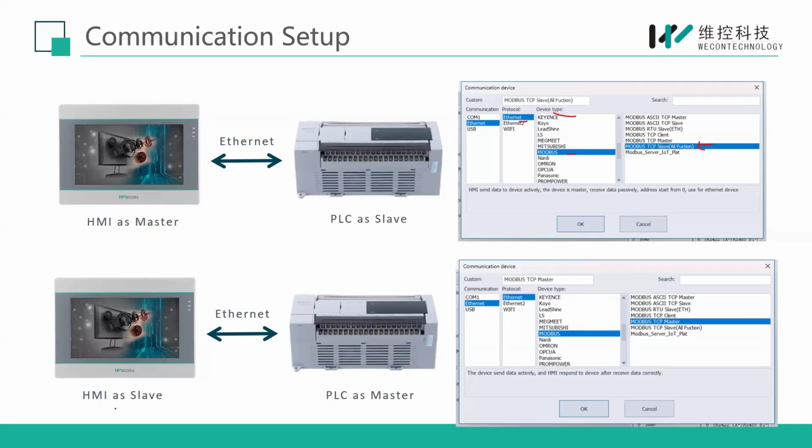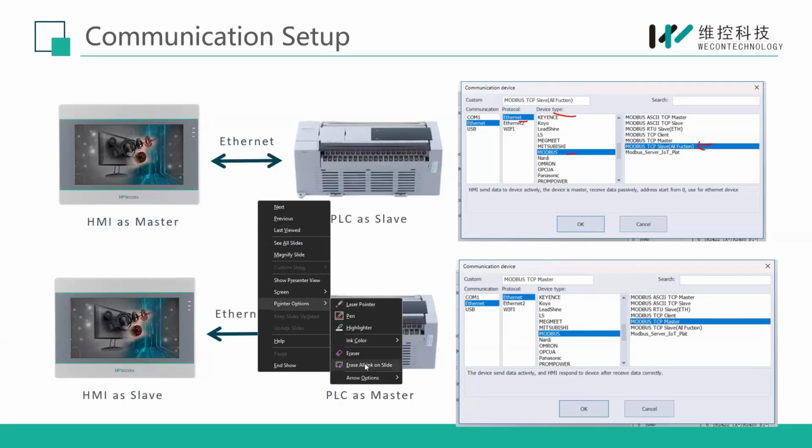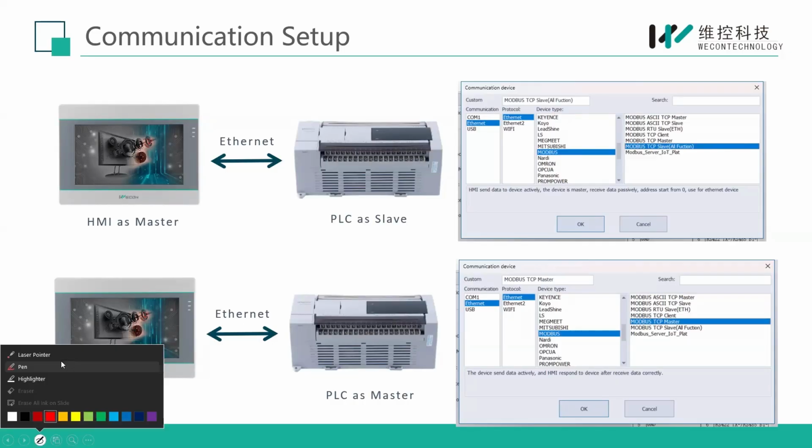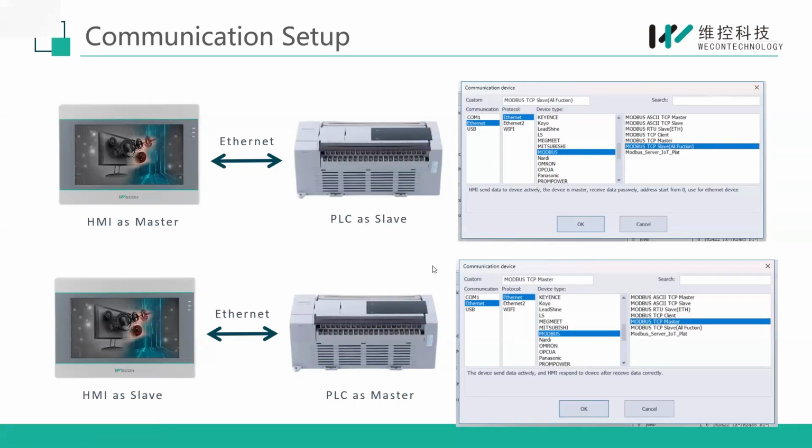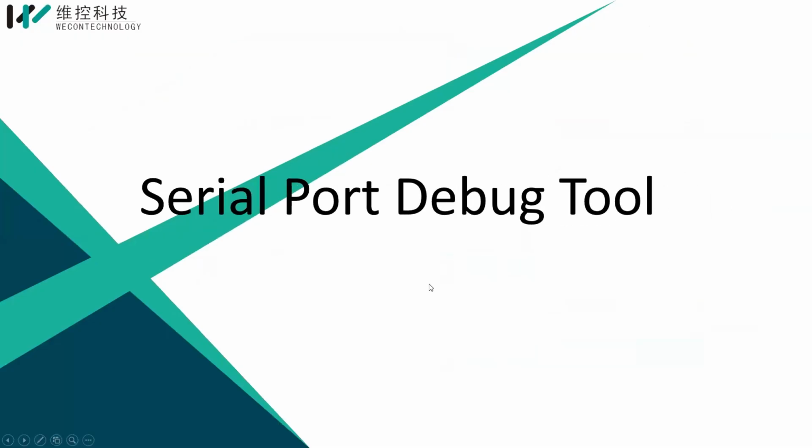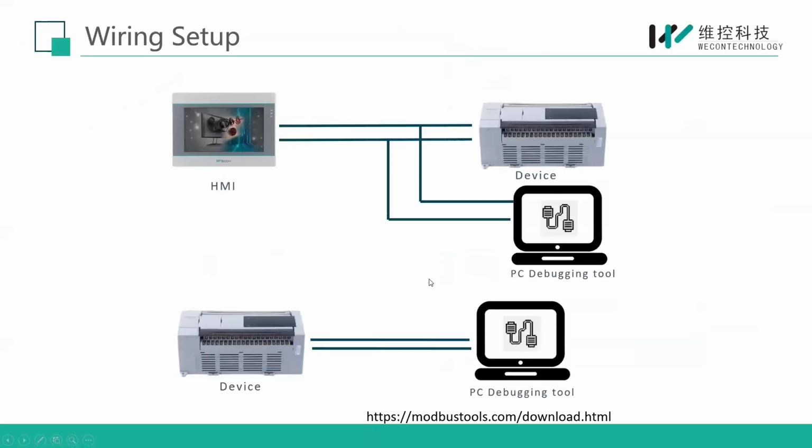And suppose your HMI is a slave device and you want to take the HMI data into the PLC, which is a master, then you have to select here Modbus TCP master. So this is the same setting as per the RTU in the TCP communication. So the next thing is wiring setup.